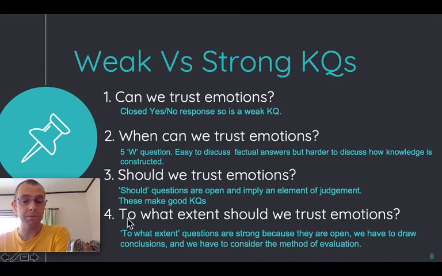And then the final step, to what extent should we trust emotions? So this is, again, another stronger knowledge question. The to what extent question starter is useful and strong because that leads to open-ended inquiry and discussion, but we also have to draw conclusions. And it also means we have to consider the method of evaluation. So there's a lot of opportunity for exploration, not just in the answer, but in how we come up with the answer.